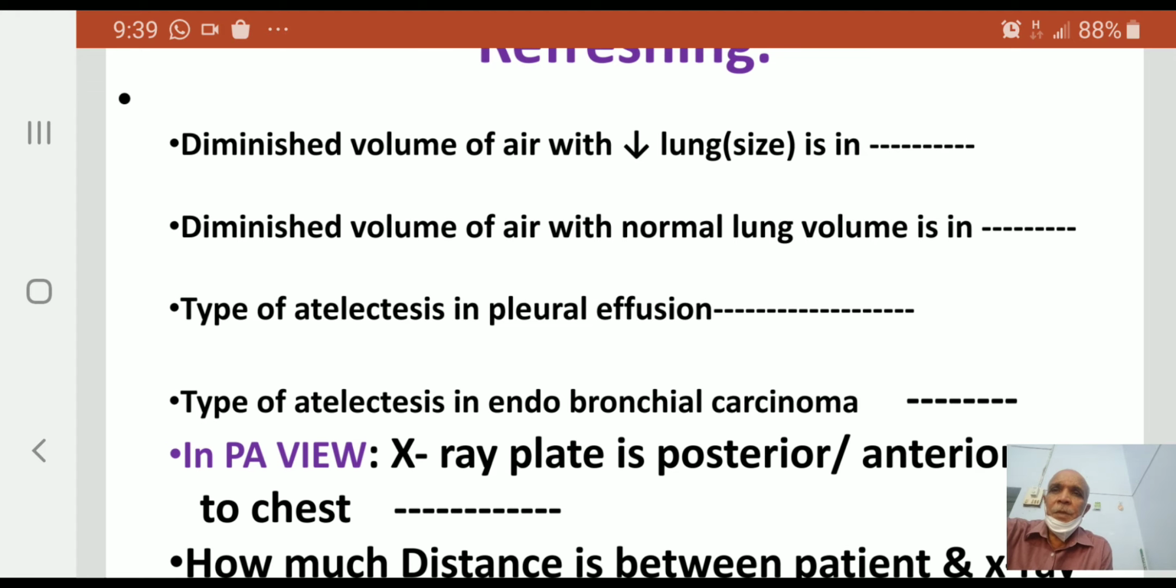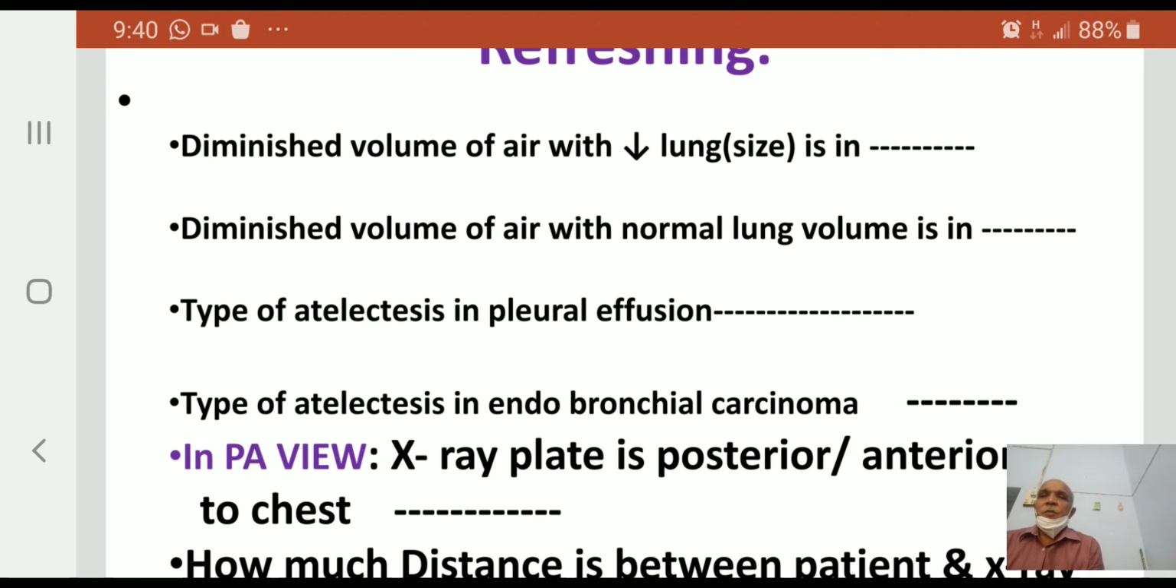Respiration. Now, the diminished volume of air with reduced lung volume and lung size, with elevation of the dome of the diaphragm and the trachea shifted to the same side, gives the collapse picture.